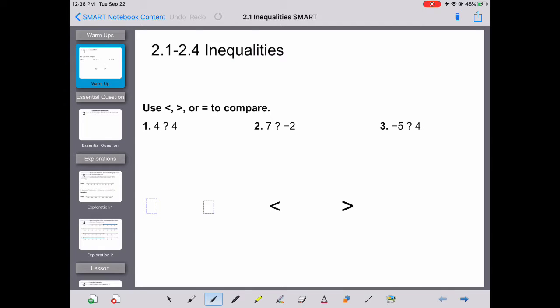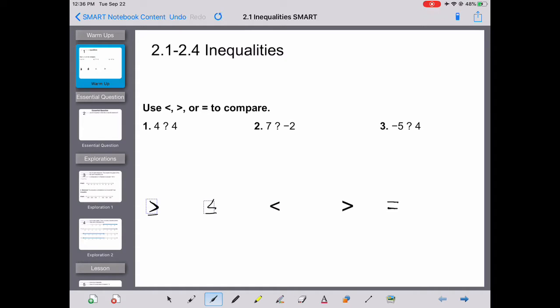Hey guys, today we're going to learn about inequalities, and specifically section 2.1, which is just reviewing what inequalities are, the different symbols, and how to graph them. So for the first three problems, let's get set up with a couple different signs first.